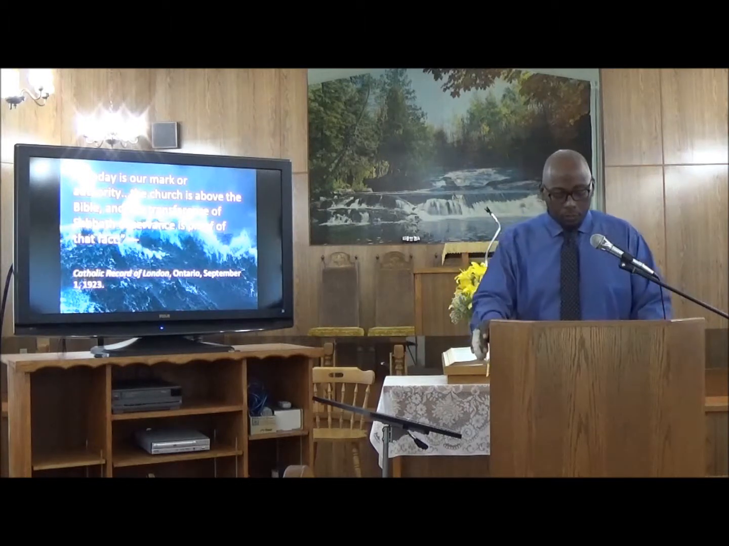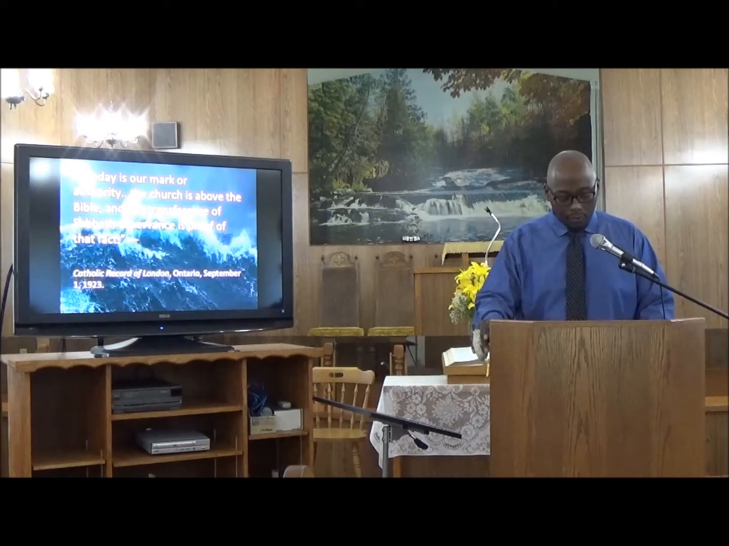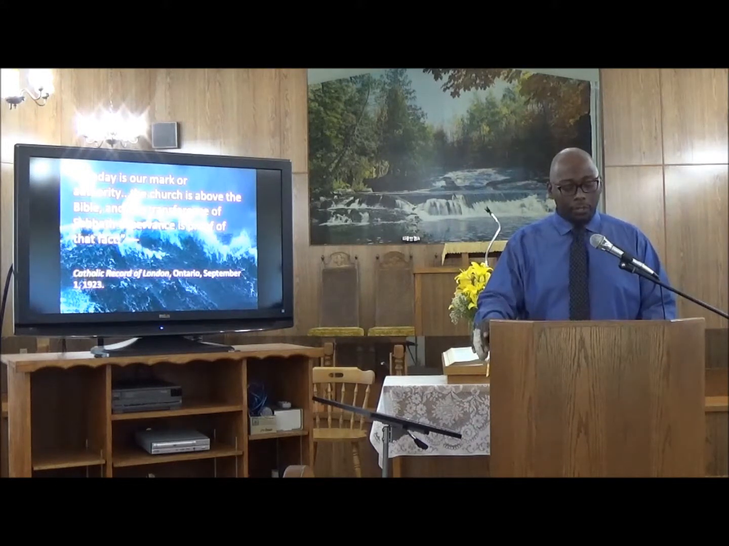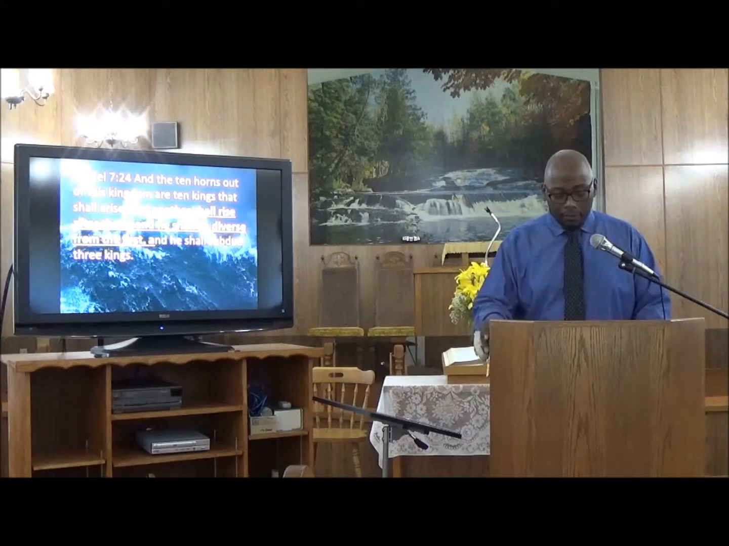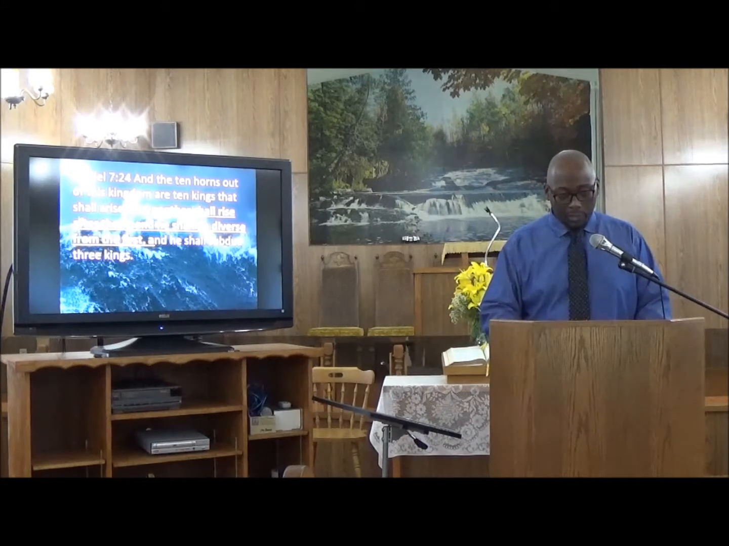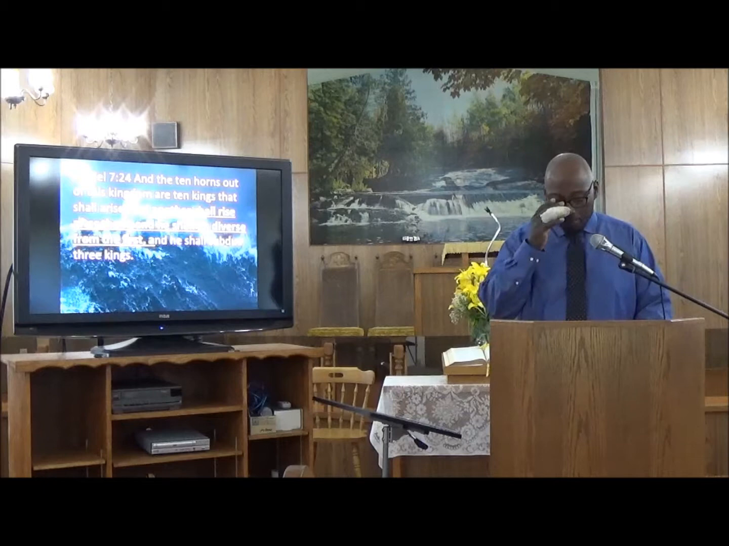Number 8. The little horn was different than the other horns. It was a religious political power, a union of church and state. Daniel 7:24. And out of the 10 horns of this kingdom there are 10 kings that shall arise. And another shall arise after them, and he shall be diverse from the first, and he shall subdue 3 kings.